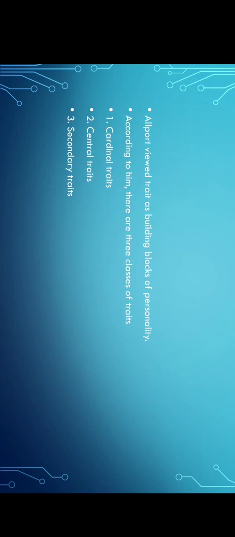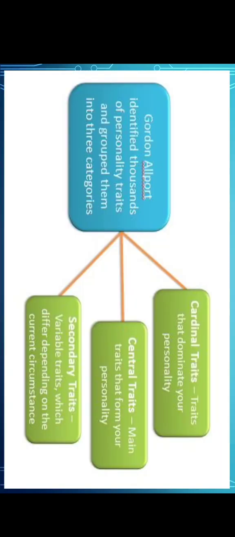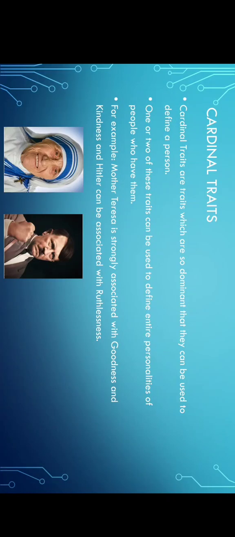Here Allport viewed traits as building blocks of personality. According to psychologist Gordon Allport, he categorized traits into three levels. First is cardinal trait, second central trait, and third secondary trait. Here you can see the building blocks of the three traits: cardinal trait, central trait, and secondary trait. Let us know about this in more detail. Number one, cardinal trait.